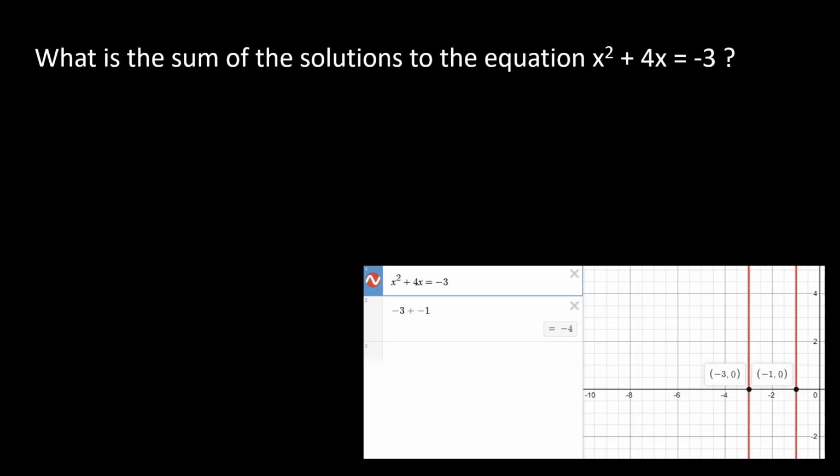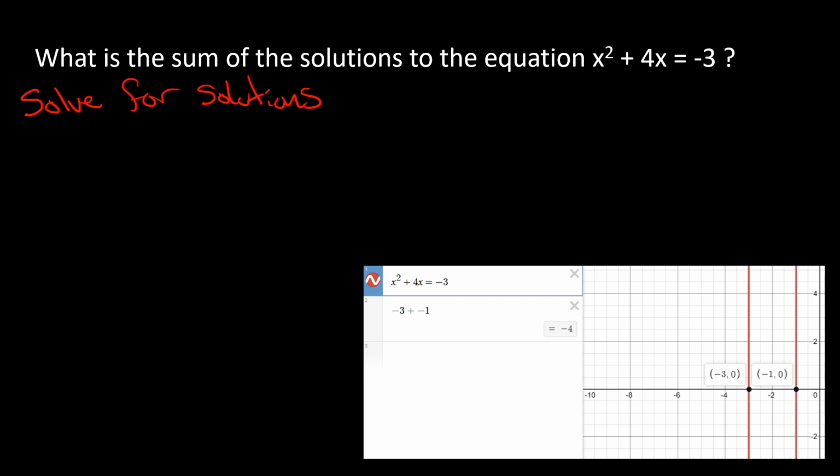Our first question says, what is the sum of the solutions to the equation x squared plus 4x minus 3? Okay, so this is two things. First, we want to make sure that we solve for solutions. We can do that multiple ways. You can use factoring, you can solve it using the quadratic formula that we just learned this week, or you can solve it using Desmos.